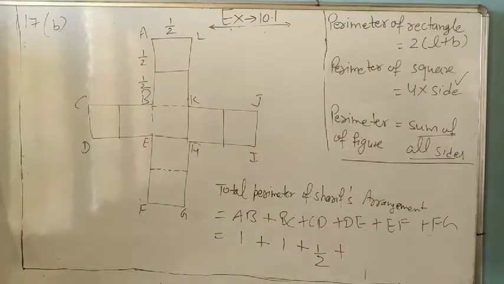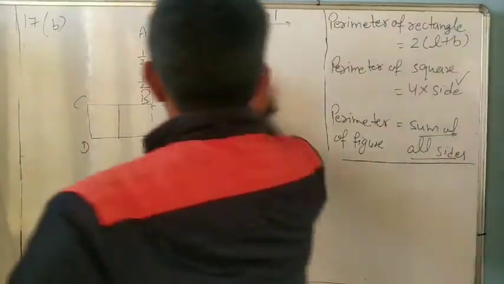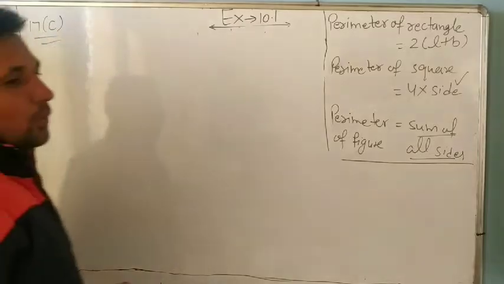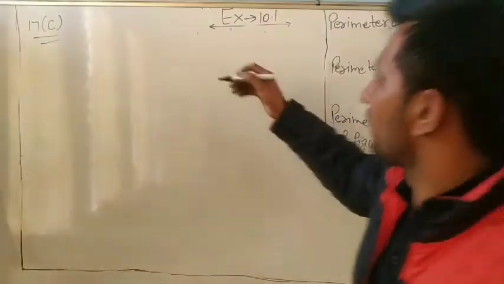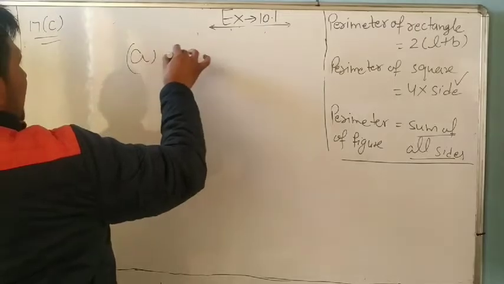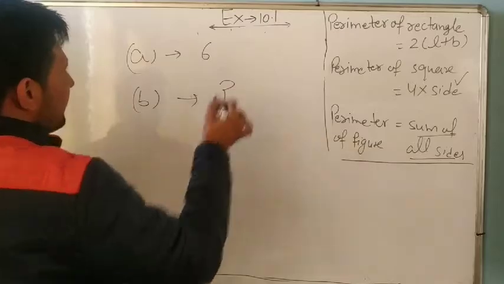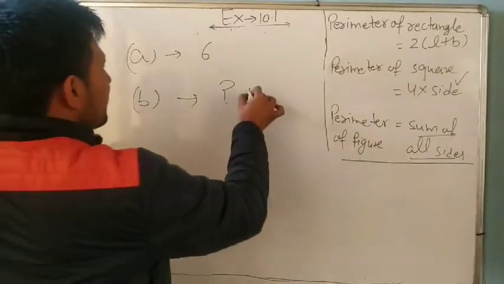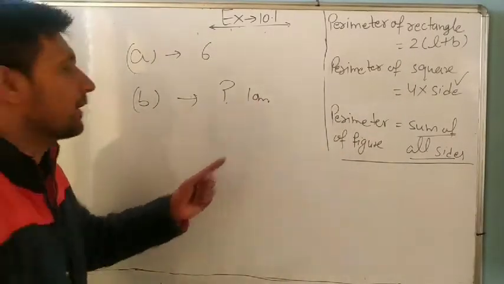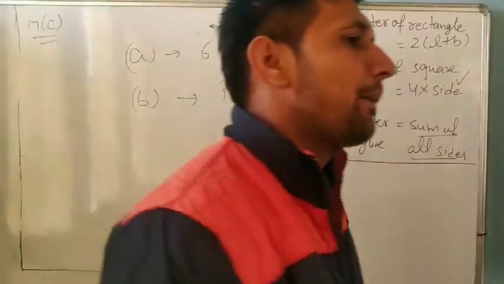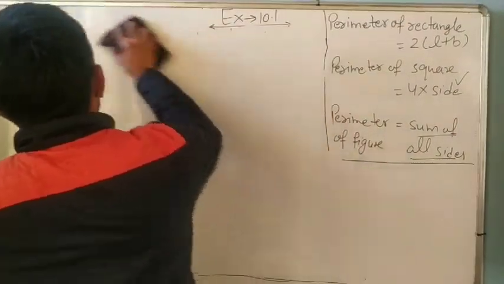So do this question yourself also, B part. Now this exercise has been finished. Okay, now C part: which has greater perimeter? In the first part we find it is 6, and in B part we will also find. If suppose B is 10 meters, which one is greater? So B is greater. If B is 5, which one is greater? So A has greater perimeter. So find the perimeter of the second figure yourself.